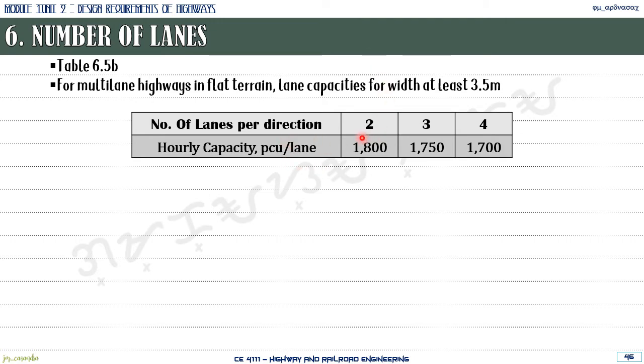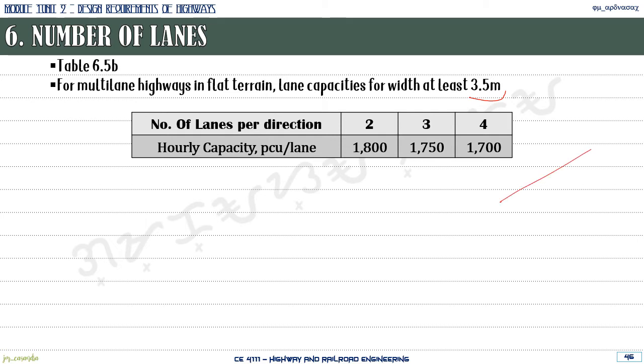Okay, so if we have a section of the road having 2 lanes for one direction, then you'll have to use this value, in which the total capacity now for the 2 lanes will simply be computed as the number of lanes times the capacity of that lane. Okay?